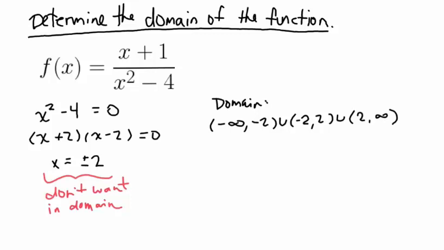Notice that we're using round brackets here at both negative 2 and positive 2 because we don't want to include those two values in our domain. And if we want to write this in set notation, this is the set of all x's where x is not equal to plus or minus 2.